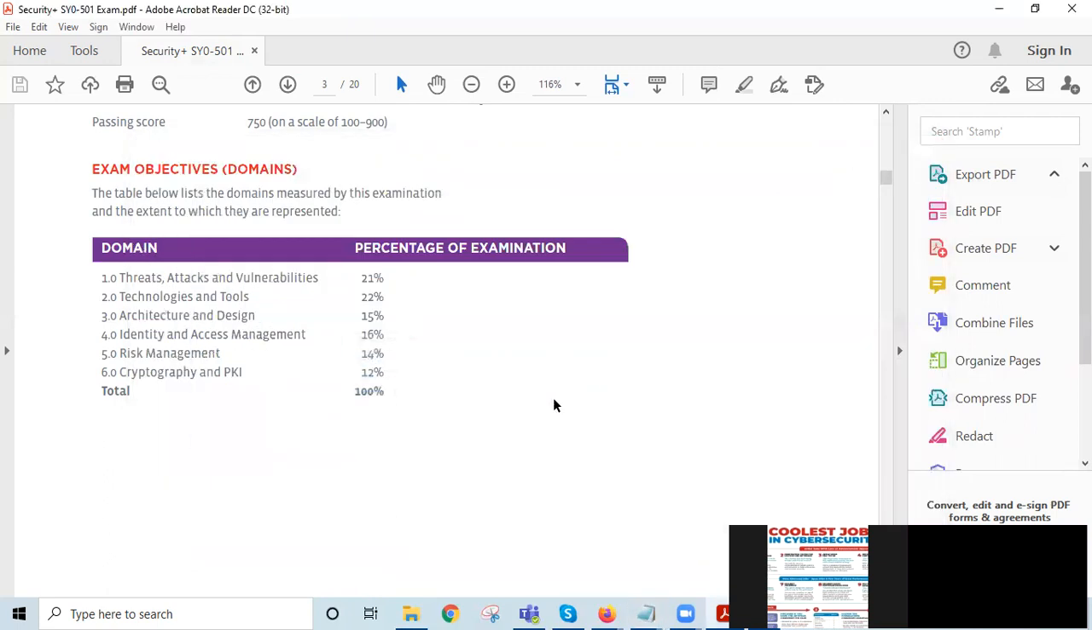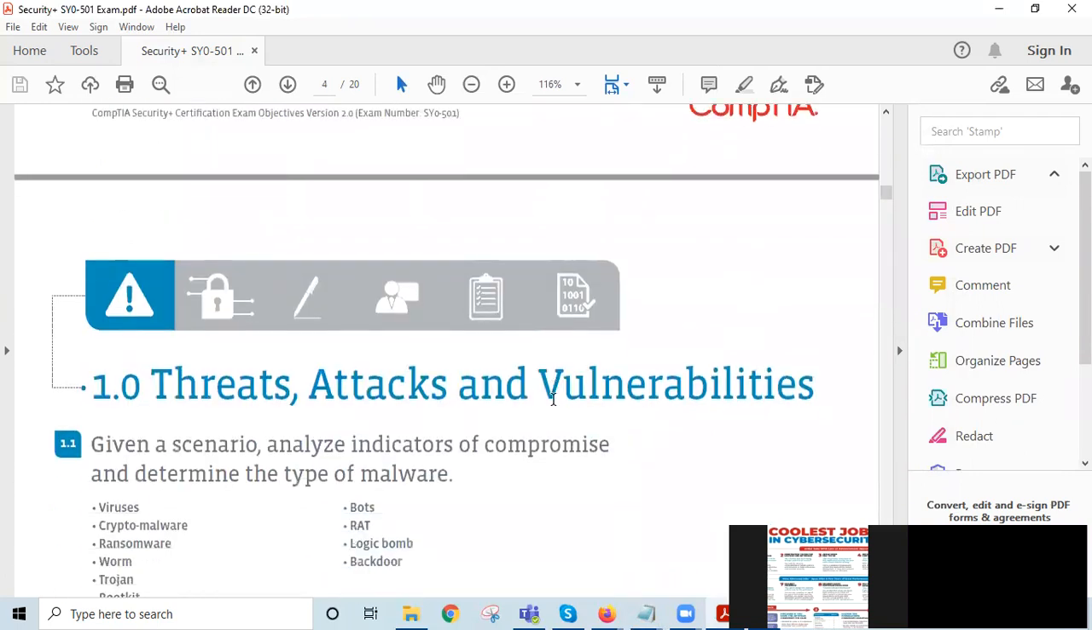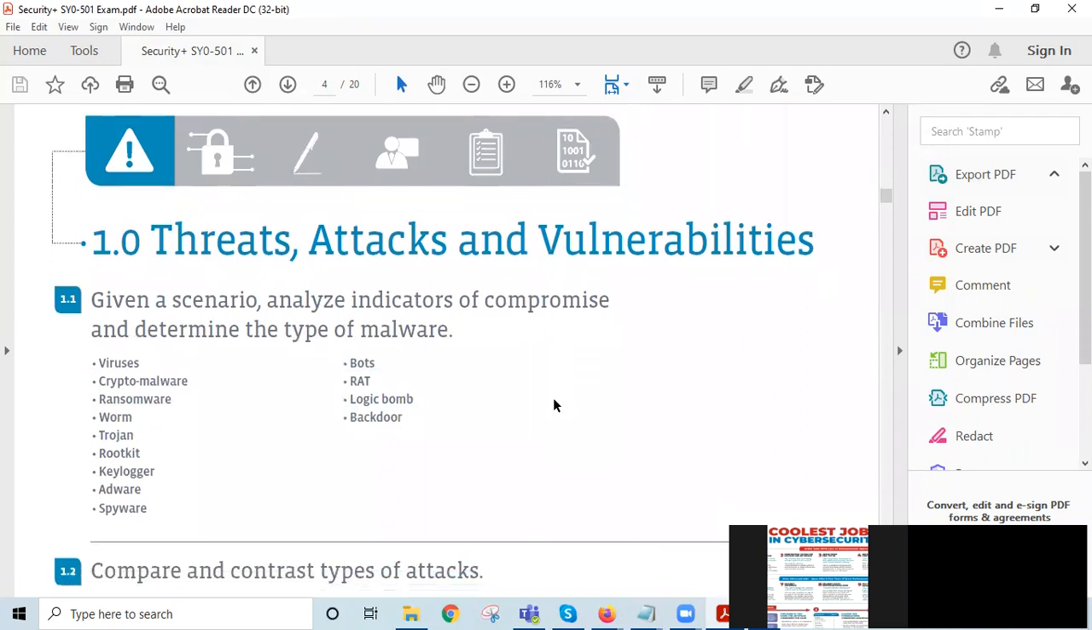Okay, then we are moving further. So this is the topic of threats, attacks, and vulnerabilities. What do you understand about all those things? What is a threat as per you? How do you know all those things? Threats, attacks, and vulnerabilities. What do you understand about them?